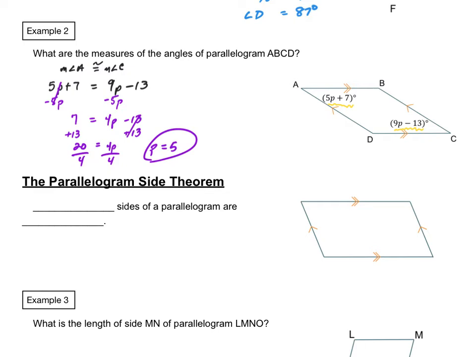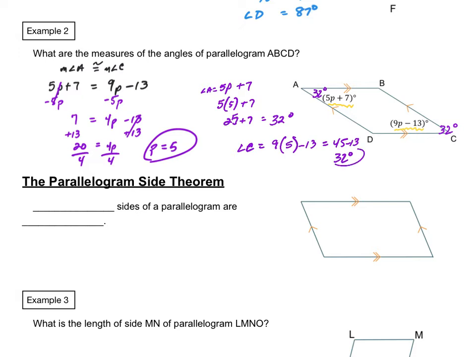Okay? Didn't technically find my measurements, but I know that I have this variable that's equal to 5. So what are the measures? Well, now I just do some substitution. I know that angle A is equal to 5p plus 7. So that is going to be 5 times 5 plus 7, 25 plus 7, which is going to be 32 degrees. So hopefully the opposite angles, of course, are equal. So angle A should be 32 degrees, and angle C should be 32 degrees. And if I said that angle C is equal to 9 times p, which is 5, minus 13, which is going to be 45 minus 13, which sure enough is 32. So there you go. Opposite angles, using those theorems, we're able to come up with our solution.